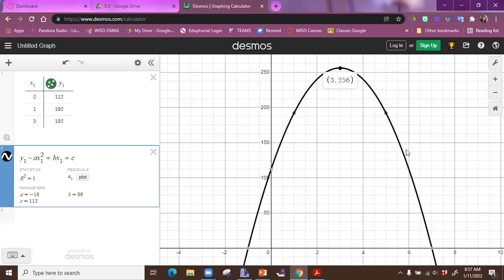I need to go to 6. What do I get at 6? 112. And I need to go to 7, and 7 is 0, which means that the ball is back on the what? The ground, right? If I'm at 0 feet, that means the ball is on the ground. So it's right there. 3, 256.